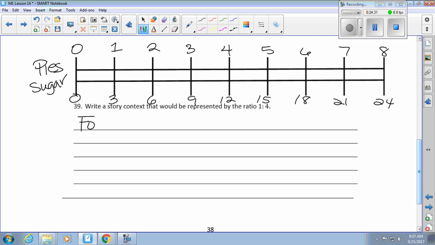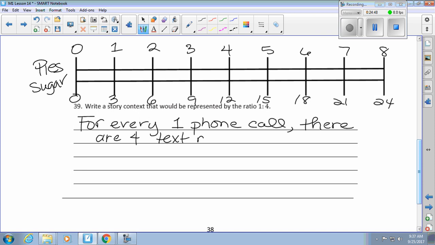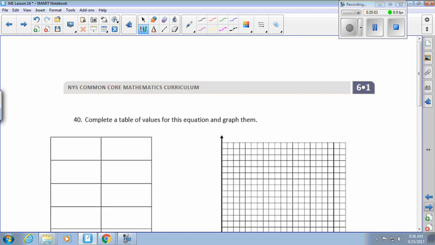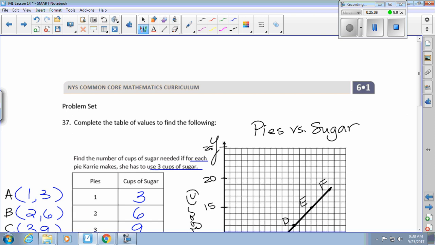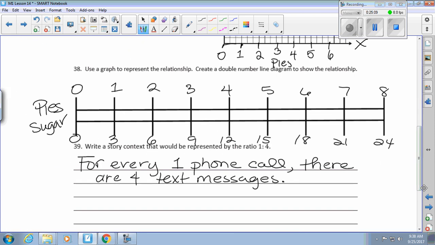For every 1 phone call, there are 4 text messages. So the numbers for all the classes will be the same, but the scenario obviously has varied a bit. So what we're going to do, does anyone need me to go back to that? 1 phone call, 4 text messages. Everyone good here? All right.